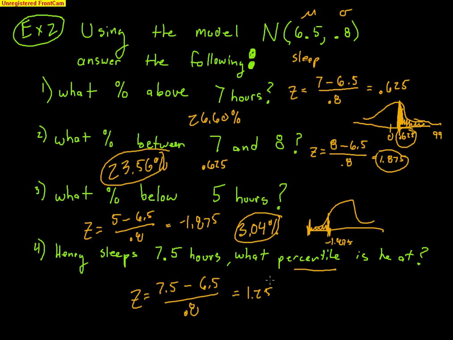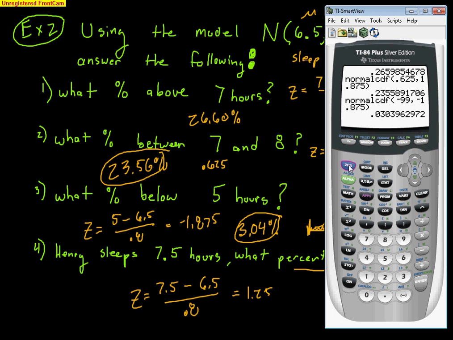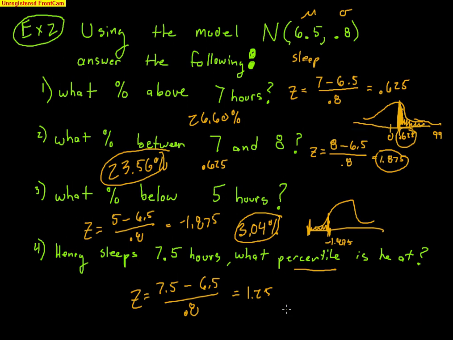Well, it's kind of a little bit high, so let's figure out where that puts Henry. Again, I'm going to look below. So I'm going to start at negative 99, way down there, negative infinity, and go up to his z-score. Always work left to right on the normal model using normalCDF, and I get about 89.43%. Usually with percentiles we just round, so the 89th percentile.